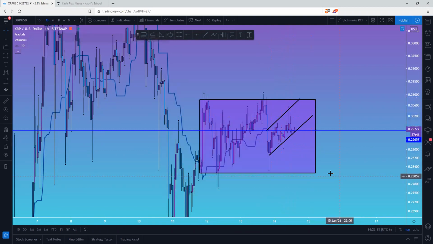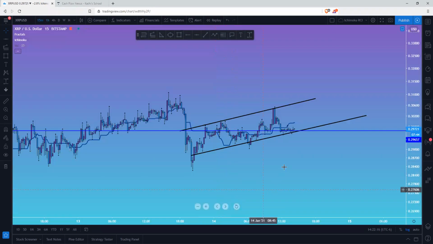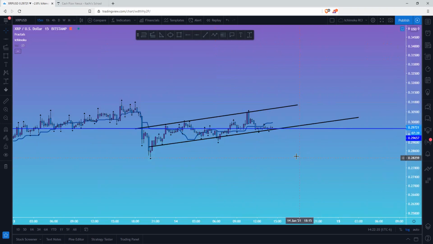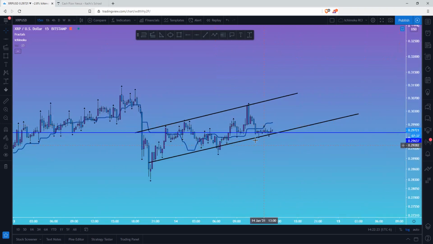All right, there we go. Perfect. So we go back to that 15-minute chart. Now you see it a lot cleaner on this time frame, right? So we could actually get a Kijun bounce here.